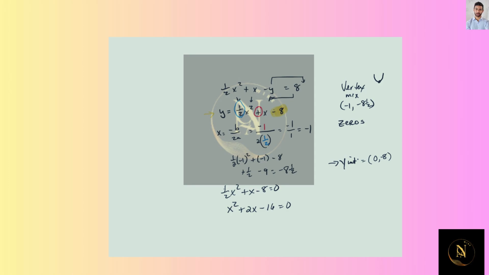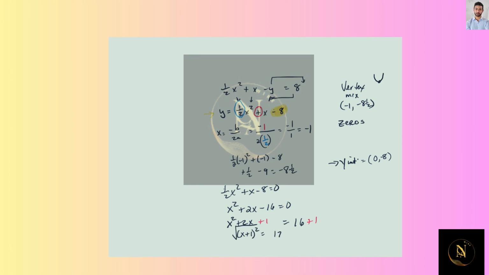I find this one's going to be easier to complete the square, so I'm going to do that. That's going to be equal to 16. I'm going to come over here and add 1 to both sides. So this will end up factoring into x plus 1 squared equals 17.